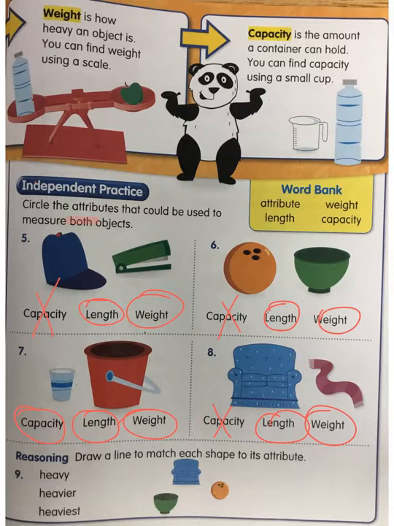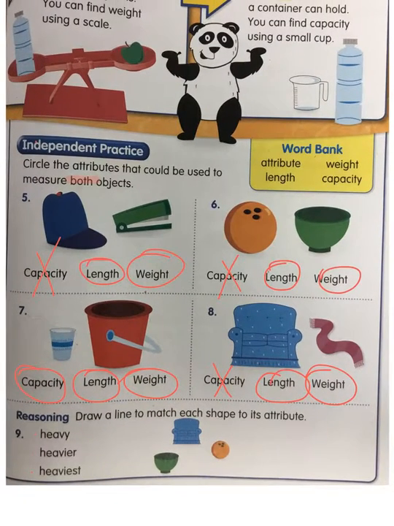Reasoning, number 9. Draw a line to match each shape to its attribute. So the words are heavy, heavier, heaviest. Oh, those are superlative and comparative adjectives we learned. Remember, we compare them? So which one is heavy? Which one's heavier and which one's heaviest? So I'm going to start with heaviest. I think the couch is heaviest. I think that the bowl would be the least heavy, and the bowling ball would be the heavier. So heavy, heavier, heaviest. Go to the back.